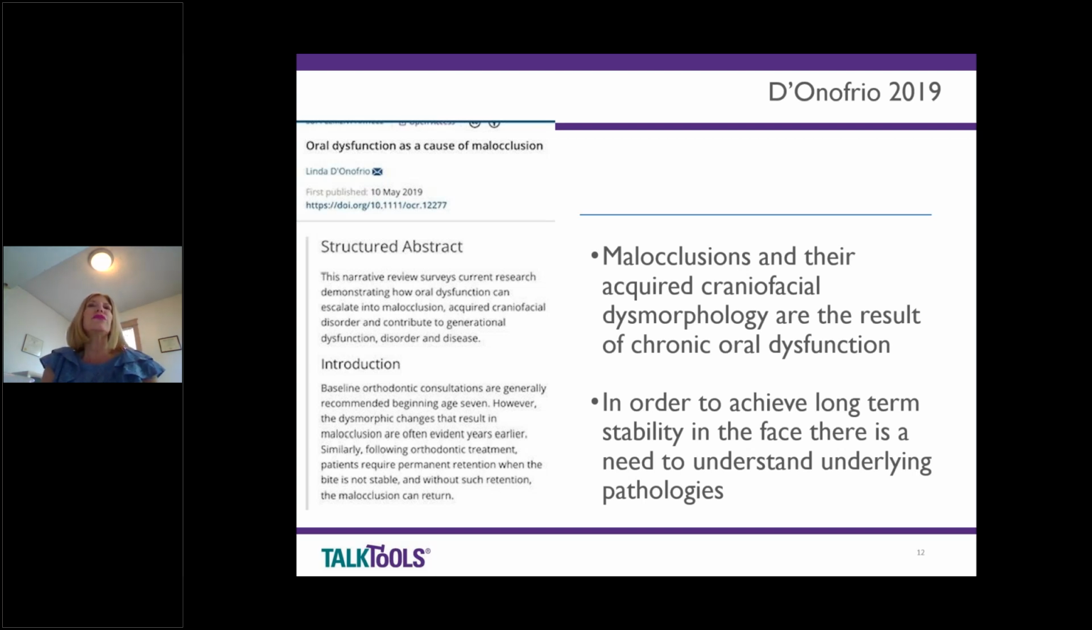So in 2019, Linda D'Onofrio wrote this amazing research paper published in a journal, and it was called Oral Dysfunction as a Cause of Malocclusion. And really important to look at, this was a narrative review, searching the current research. And what she found is that malocclusions and their acquired craniofacial dysmorphology are the result of chronic oral dysfunction, and that's starting in infancy, okay?